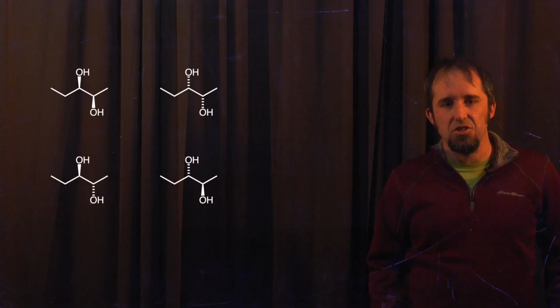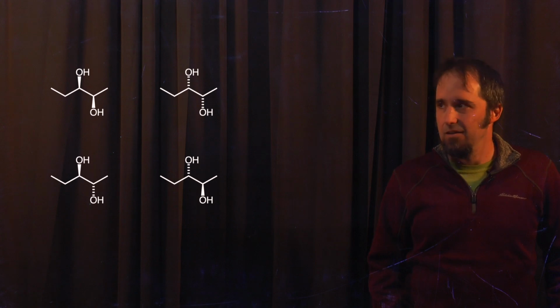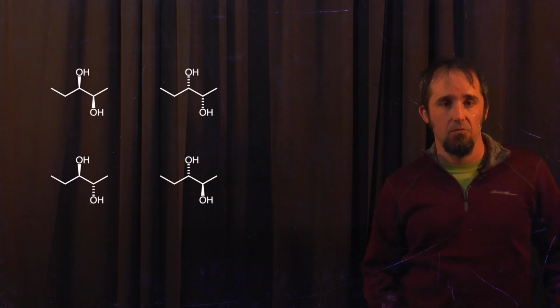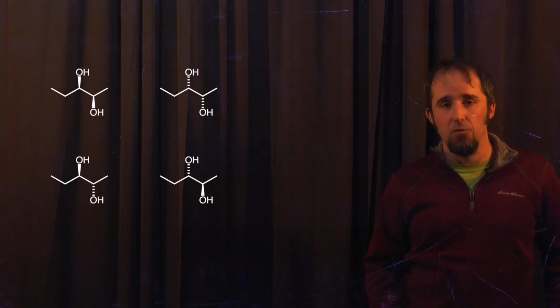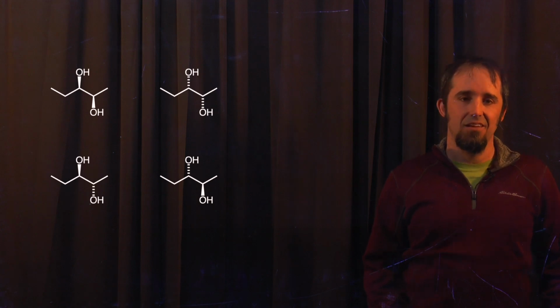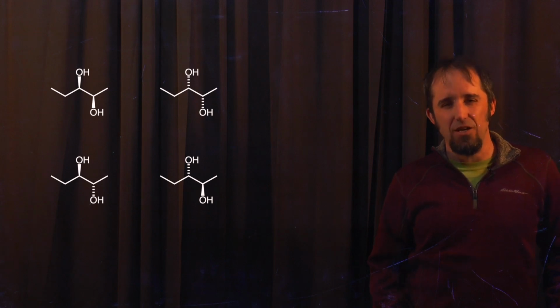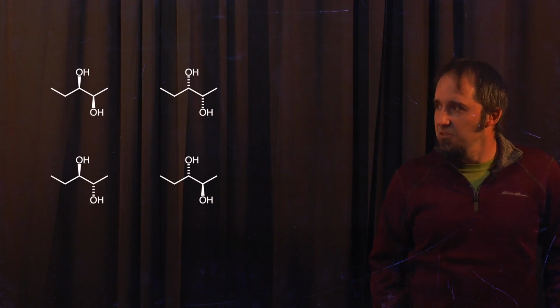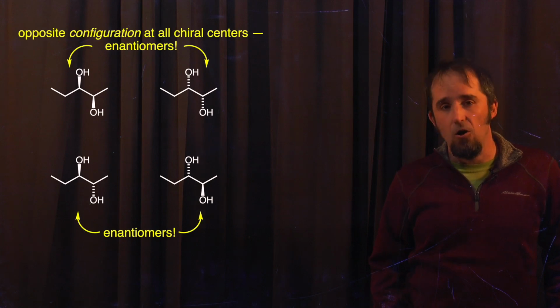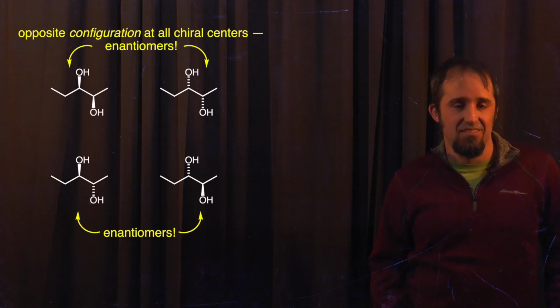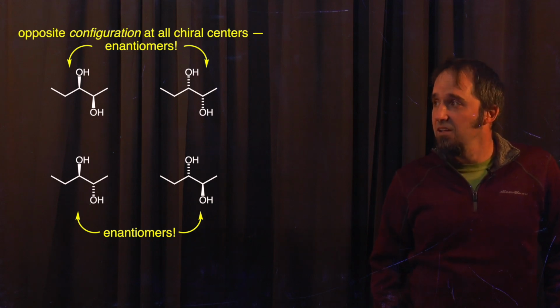What are the relationships among these diols? Well, we can pick out two mirror images of each other. An easy way to draw the mirror image of a compound is just to take all the wedges and make them dashes, and all the dashes and make them wedges. If I change the configuration at all the centers, that is essentially the same as drawing the mirror image. And so those are enantiomers.